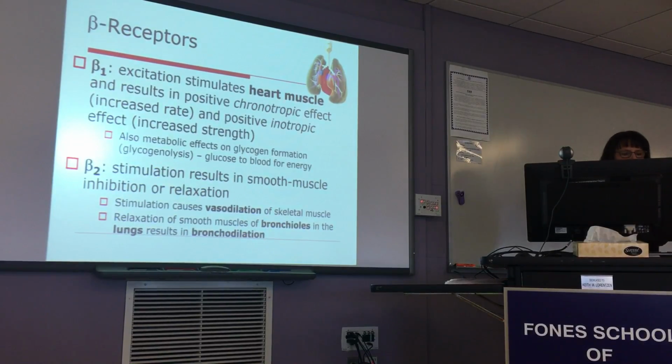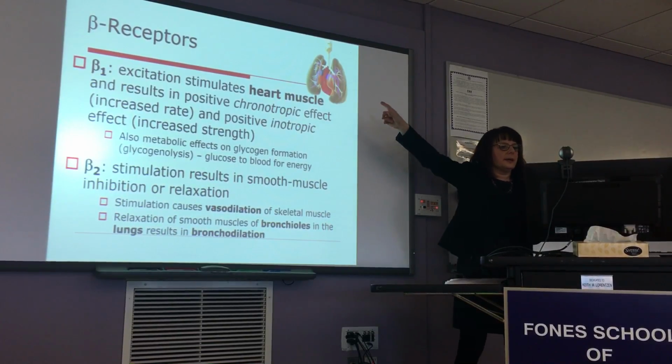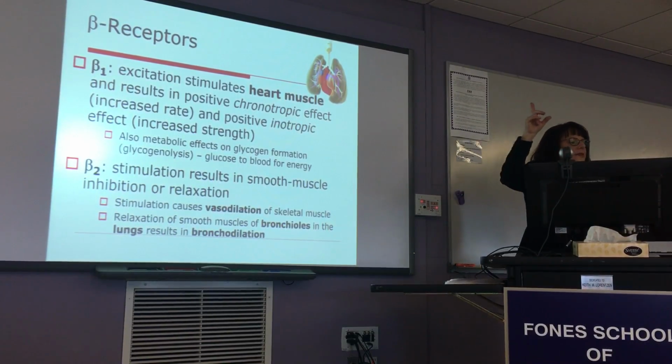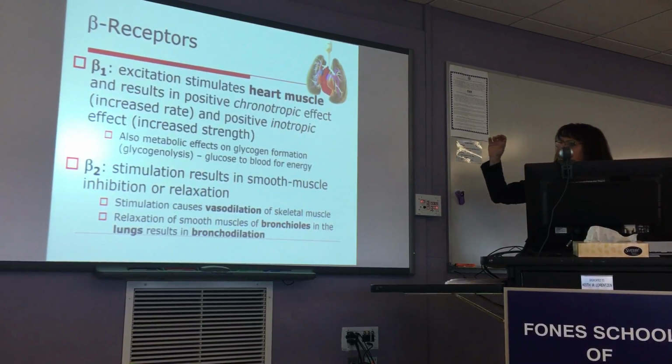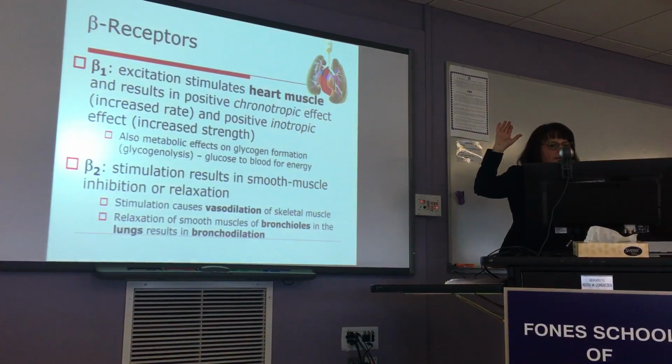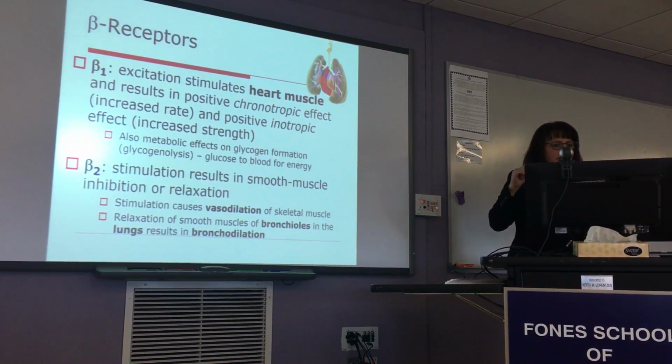Beta receptors. Beta 1 are in our heart, okay? Stimulation of the beta 1 receptors causes a positive chronotropic effect, okay? Increased rate, and a positive inotropic effect, increased strength of contraction, okay? We also talked about the metabolic effect on glycogen formation, glycogenolysis in the liver, blood glucose for energy.